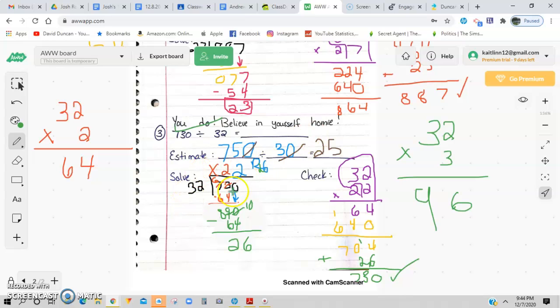Okay? I solved this. I felt confident. I said this is it. 22, remainder 6 was close to 25. Good to go. I made a mistake. That is why we check our work. So our final answer is 22, remainder 26. Again, that is why we check our work.